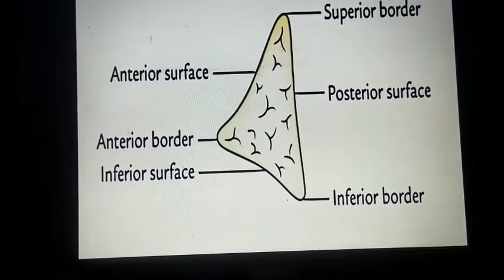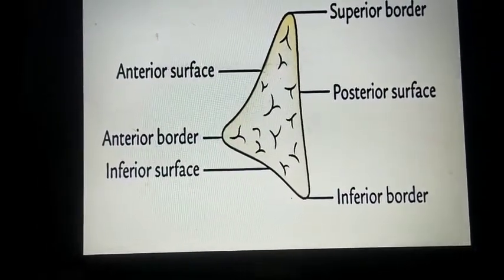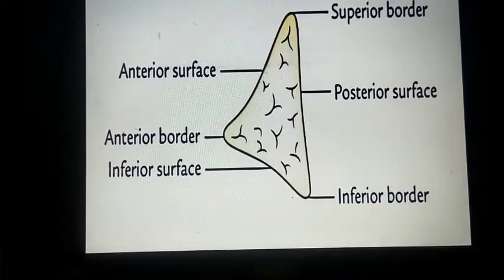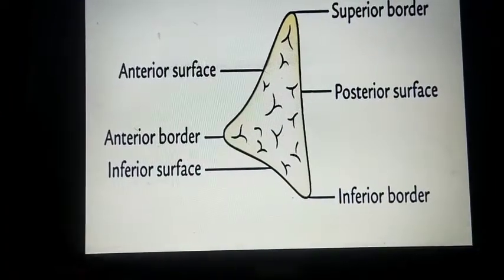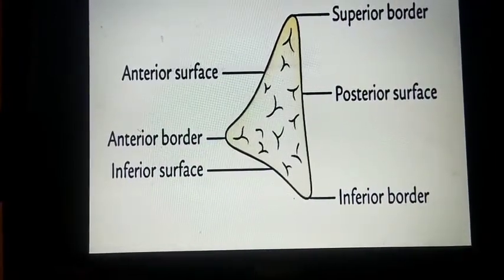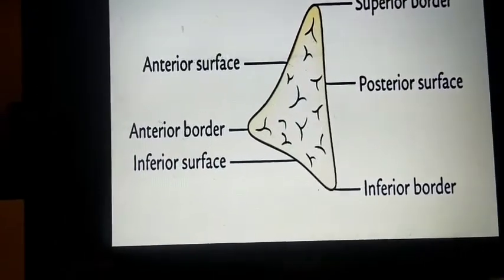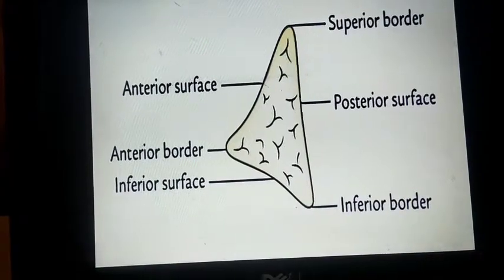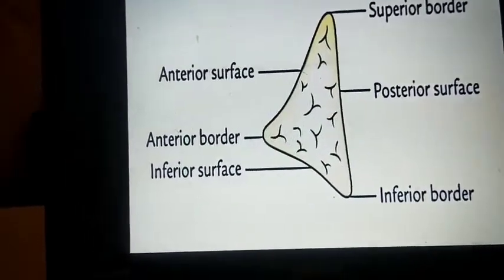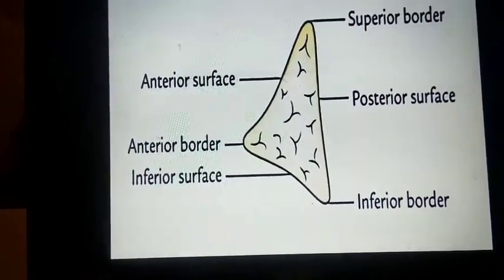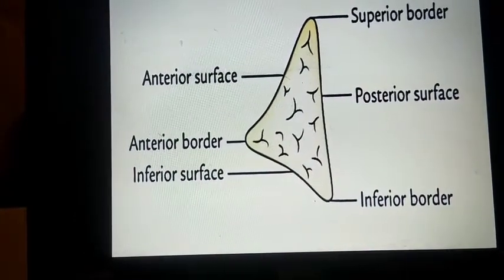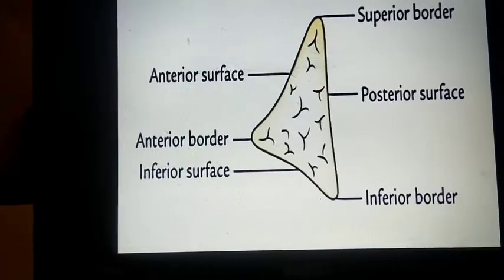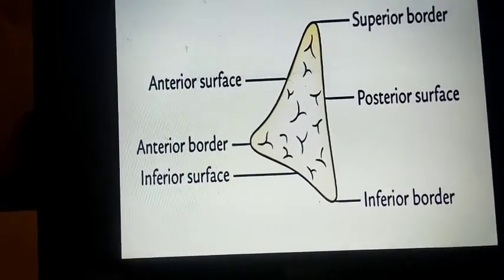The anterior border connects to the root of the transverse mesocolon. That's why the mesocolon or transverse colon is fixed and does not move, because the mesocolon attaches to the anterior border of the pancreas. That's why the pancreas has an anterior relationship with the mesocolon and transverse colon along most of its length.